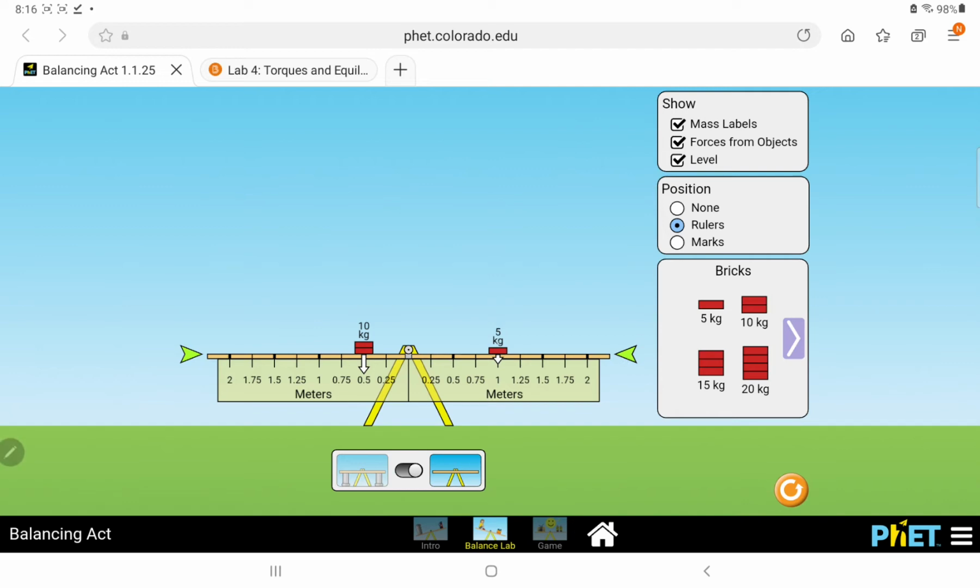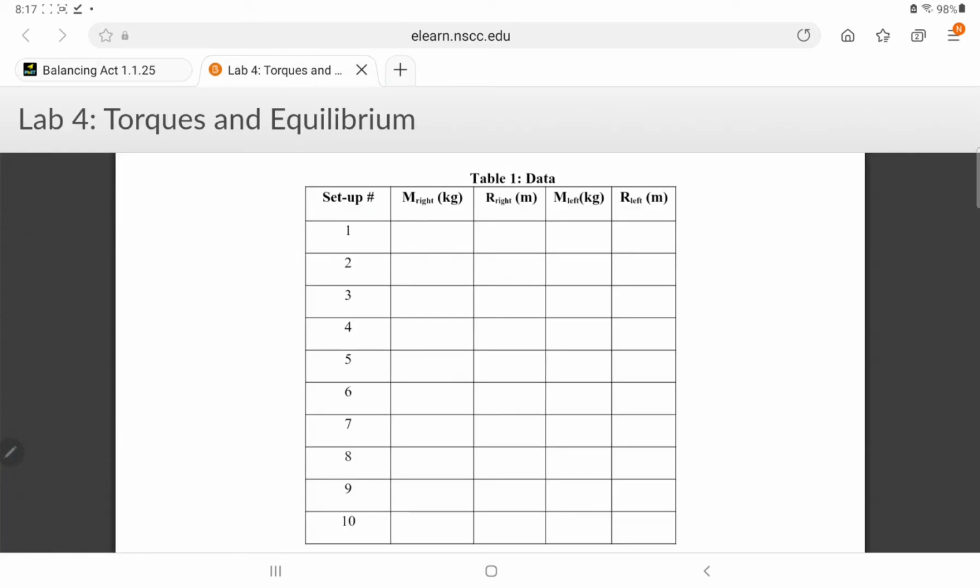Look at here. I put 5 kg over here and 10 kg over here. This side is the right side with the 5 kg mass, and the left side has the 10 kg mass. Let me write it down. The mass on the right was 5 kilograms, and the mass on the left is 10 kilograms, right? So right is 5 kilograms, left is 10 kilograms.